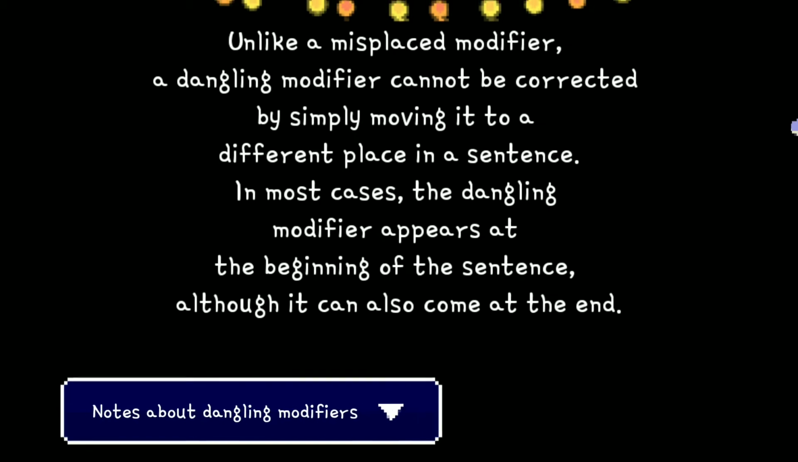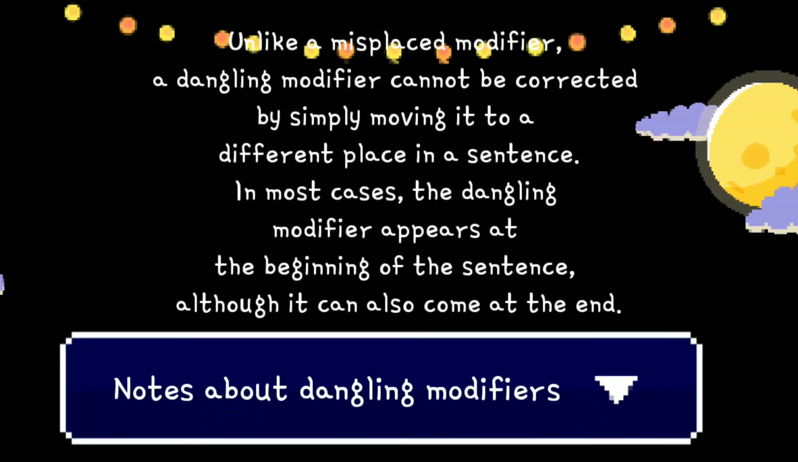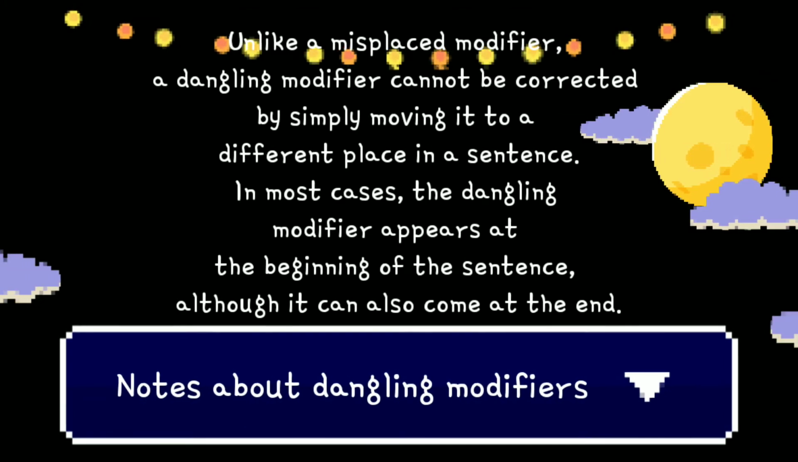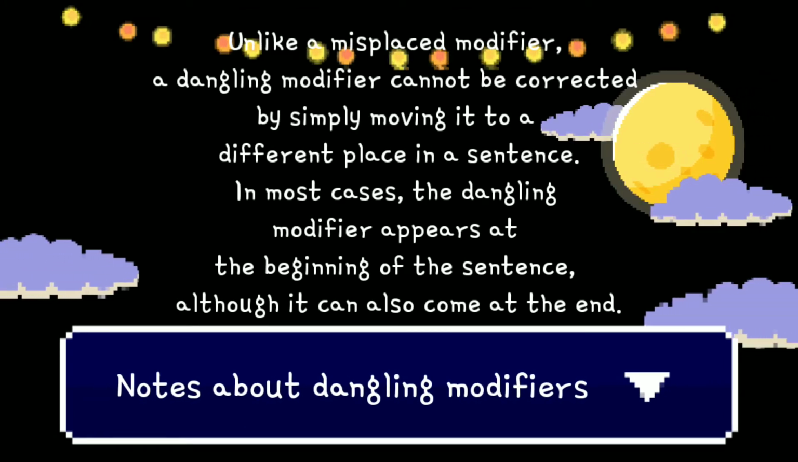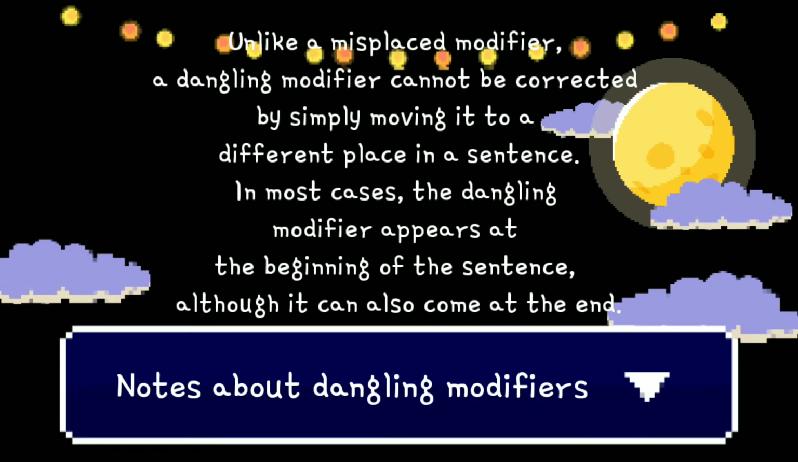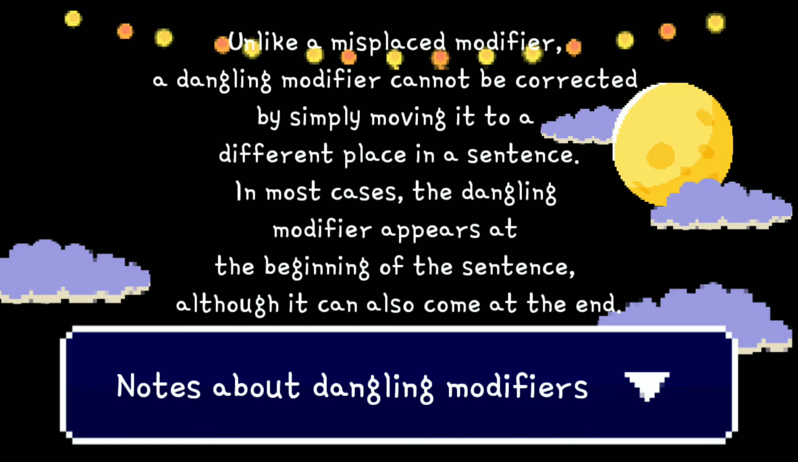Notes about dangling modifiers. Unlike a misplaced modifier, a dangling modifier cannot be corrected by simply moving it to a different place in a sentence. In most cases, the dangling modifier appears at the beginning of the sentence, although it can also come at the end.